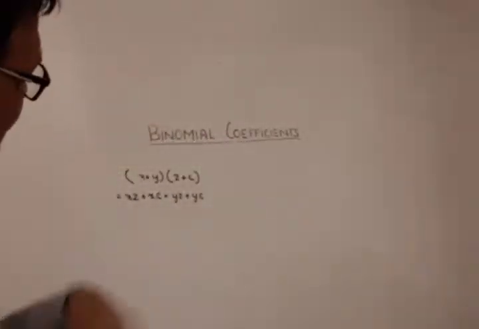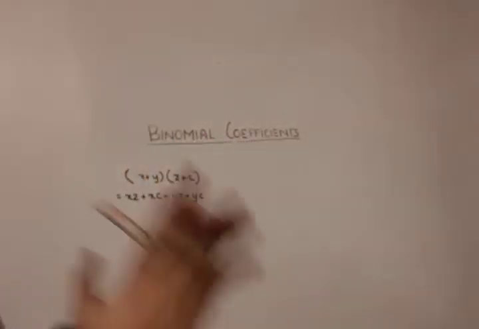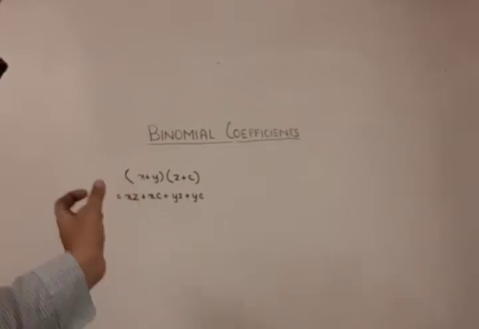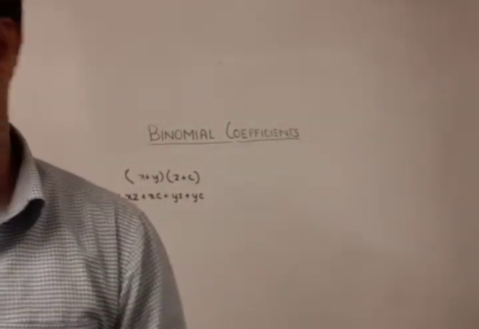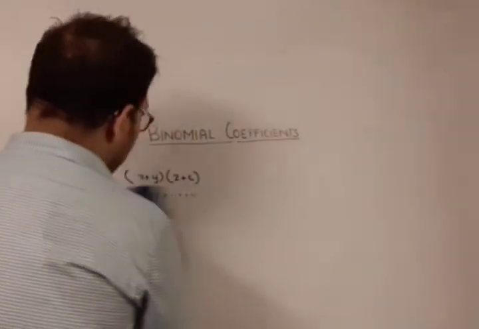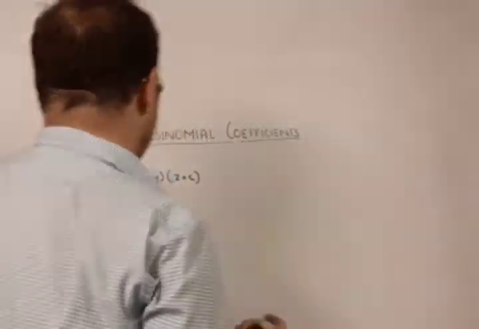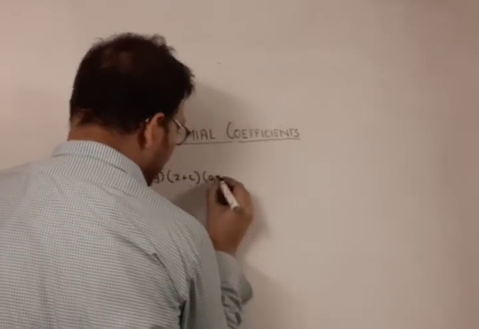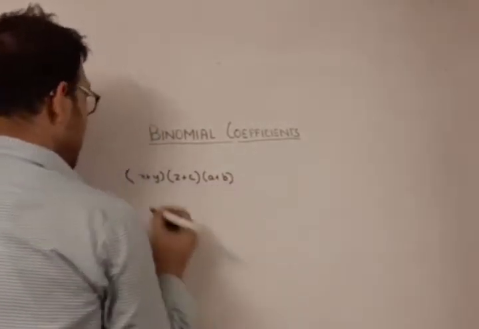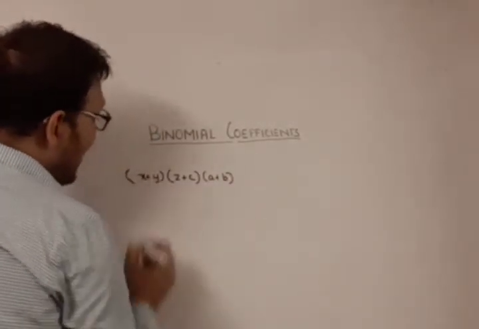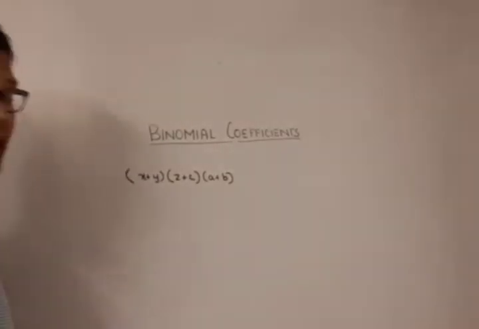Now let me exploit this way, with a simple trick, to show how we can multiply three binomials. So suppose x plus y is there, z plus c is there, and I take another binomial, say a plus b, for example. Now what do I do? I'll follow the same procedure again.